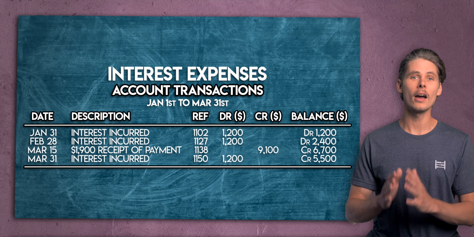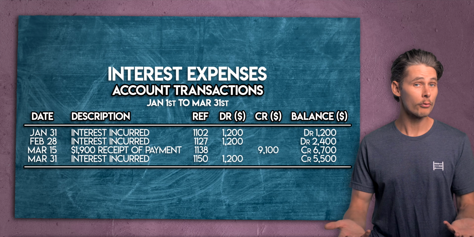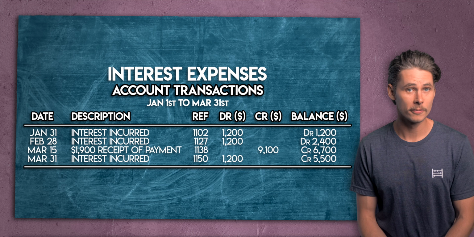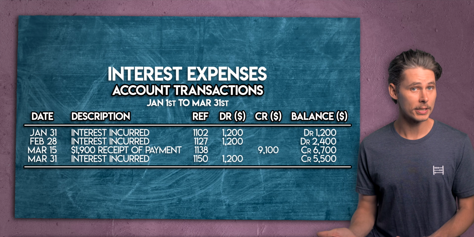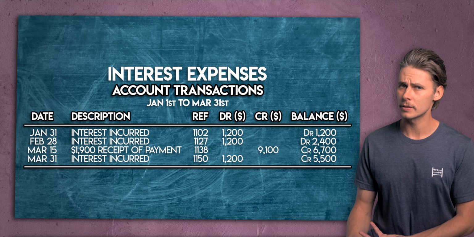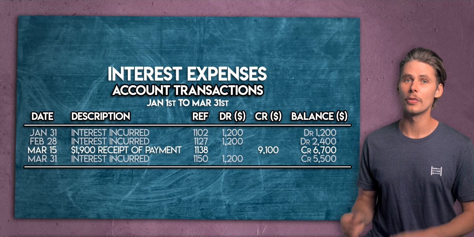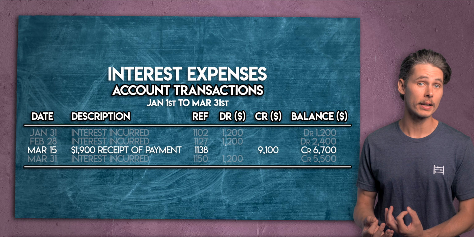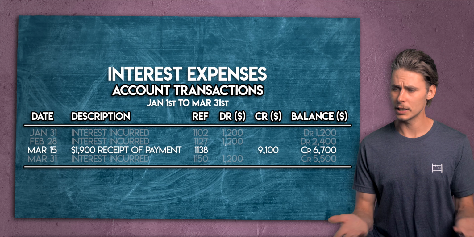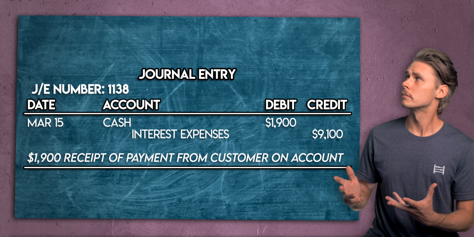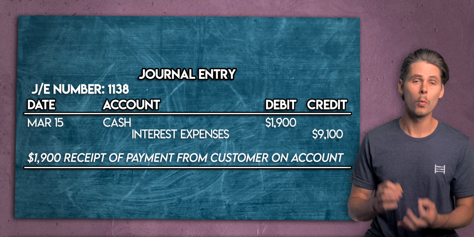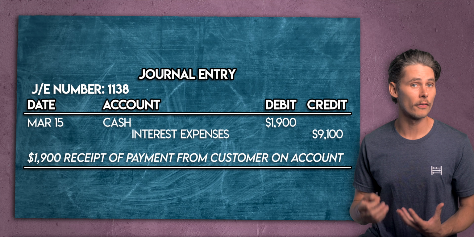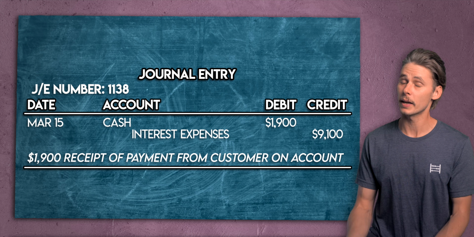As you can see, there are 4 transactions. 3 relate to interest incurred, and they've all been correctly debited. I've got no problem with these. But I do have a problem with the $9,100 credit on March 15th. Let's bring up the journal entry. The description says it represents a $1,900 receipt of payment from a customer on account.